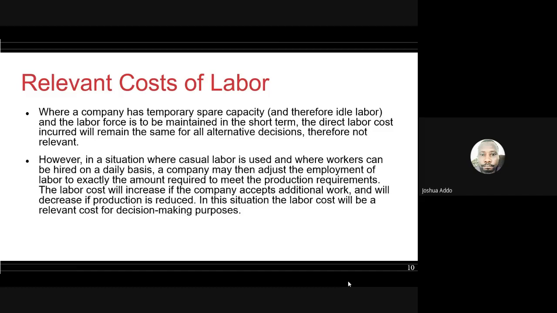If you go to a manufacturing business, sometimes due to some downward trends in demand, we can have a situation where we have more workers than we need because we are producing less. Demand is going down, but we still maintain such employees, especially in the short term. And you can find that a lot in the public sector. In the public sector here in Ghana, you can find a lot of idle labor.